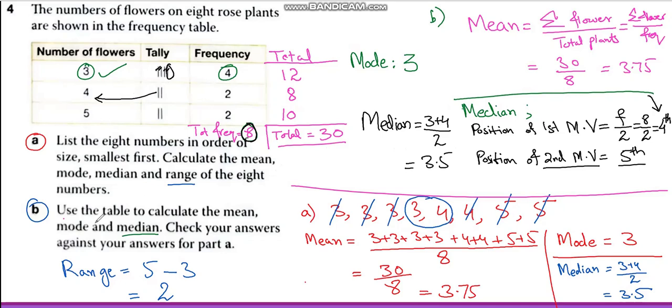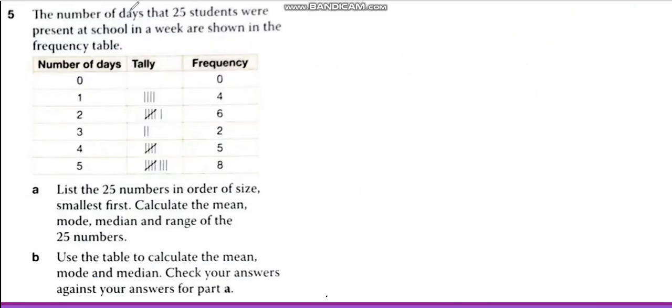So you can easily compare the answers of part A and part B. Both are similar. Now let's proceed to the next question. In question number 5, it says the number of days that 25 students were present at school in a week are shown in the frequency table.